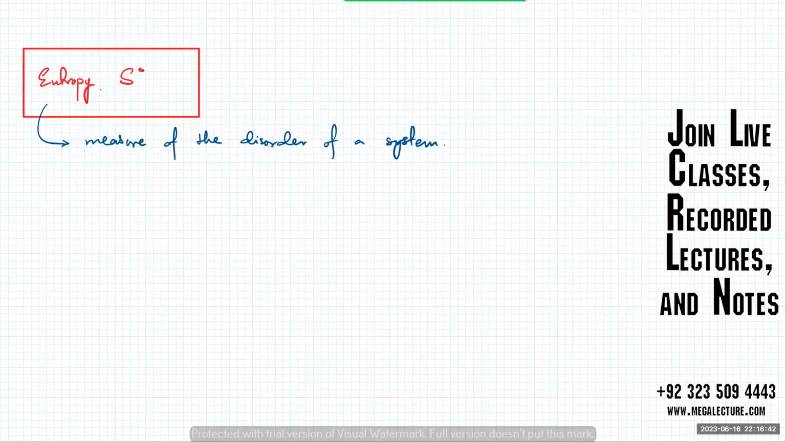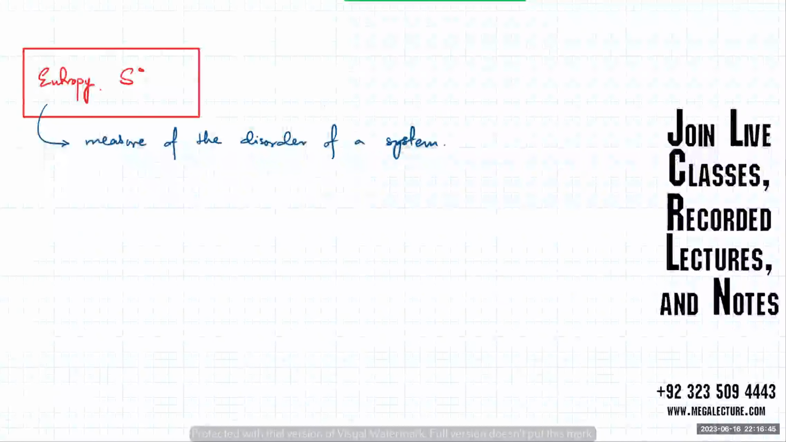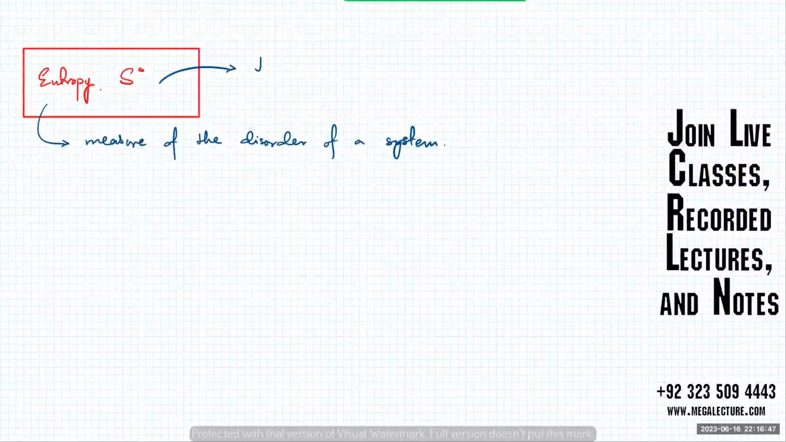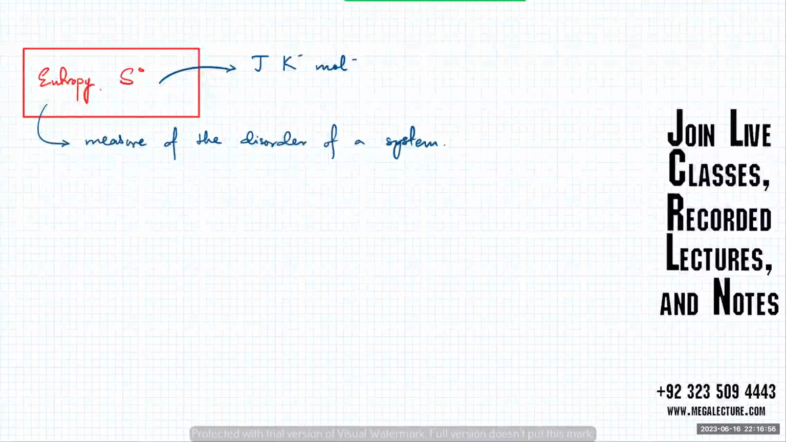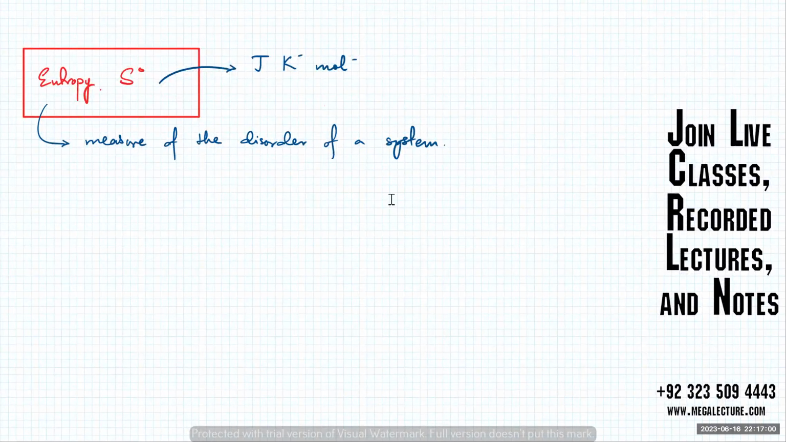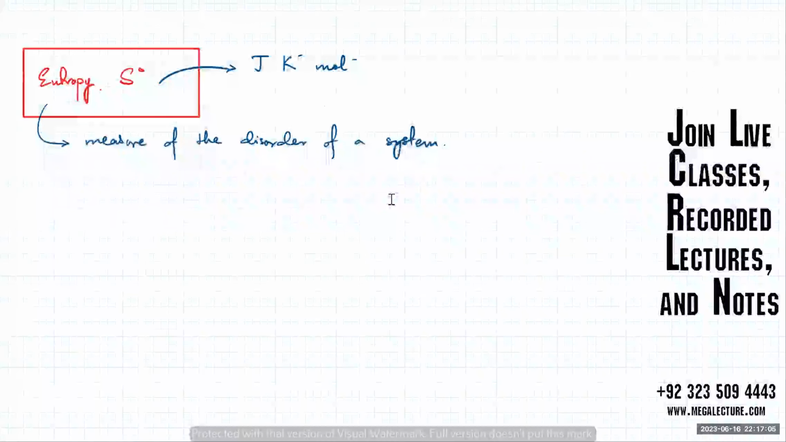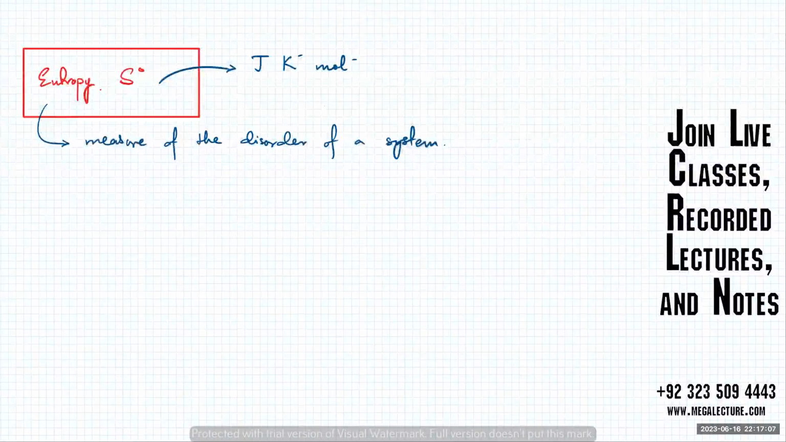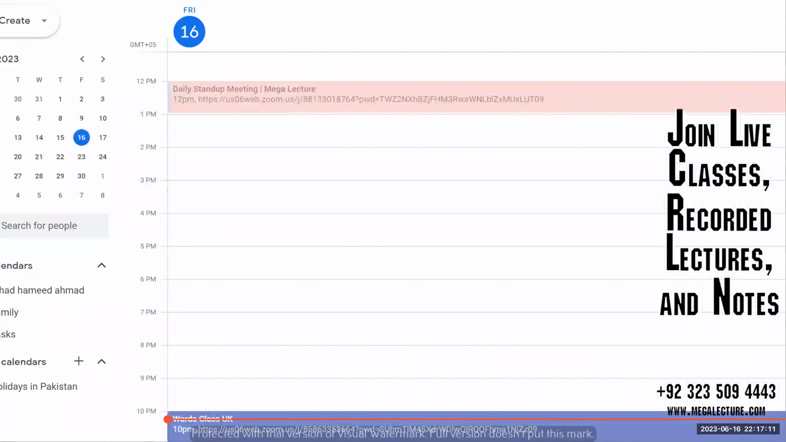And S is that. The unit for S is joules per Kelvin per mole. I'm going to come to that: how do we get to that unit, and how do you measure disorder in a mathematical way? But initially, we're going to talk about it in qualitative terms, without doing any mathematics. So I'm going to show you.